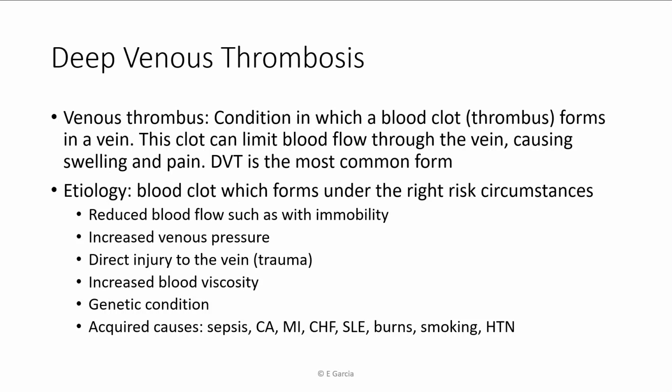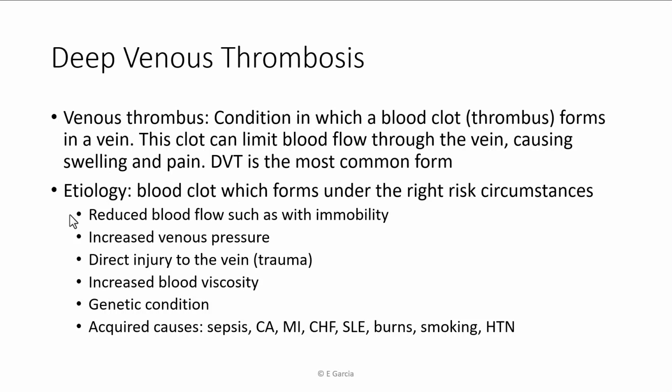We're focusing on DVTs. Okay, so again, a blood clot which forms under the right circumstances, and those circumstances tend to be one of the following here. So we can sometimes have reduced blood flow, such as with immobility. The classic here would be somebody who is stuck in the hospital, or maybe they're post-surgical. So like you've had an injury, you had an ACL repair, and now you're just sitting at home. Or somebody who's in a plane, things like that. Somebody where you're really not moving.